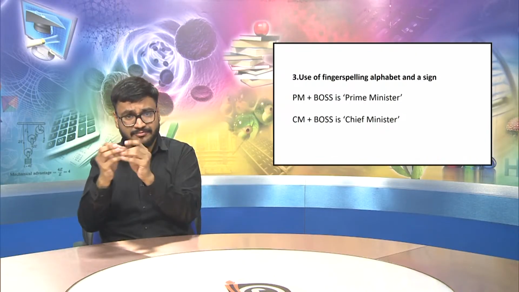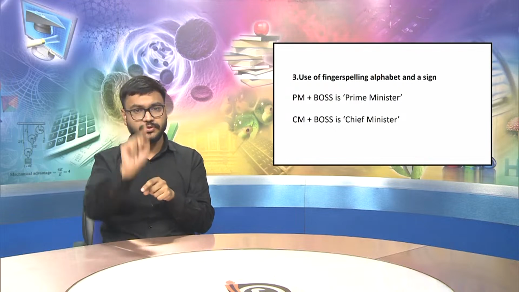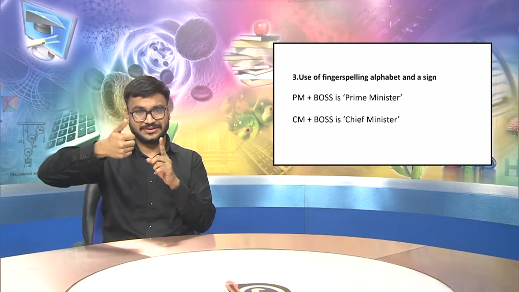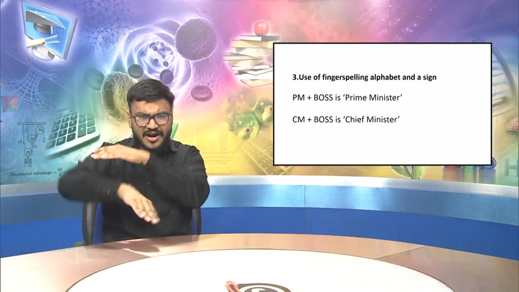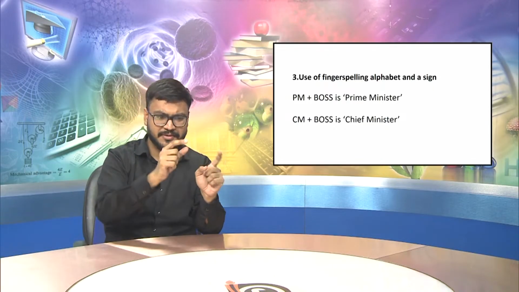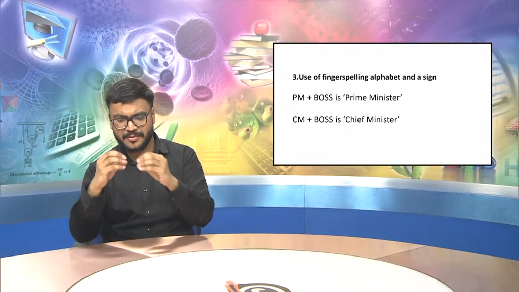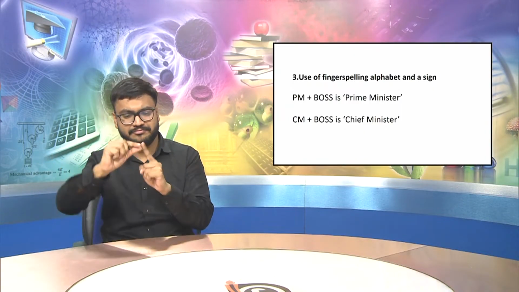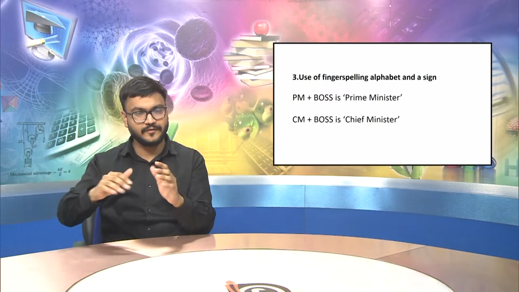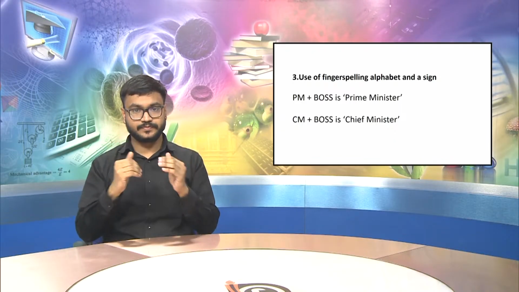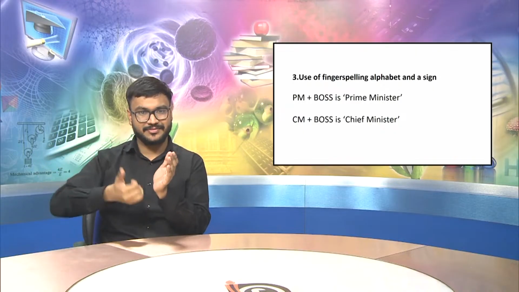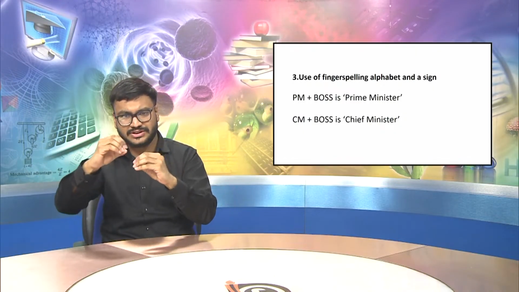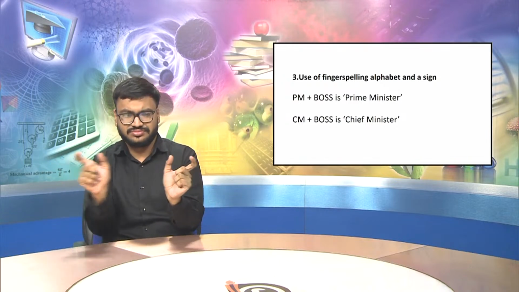Third, use of the finger spelling alphabet and a sign. For example, we can see PM. Along with it we have to do the sign of boss. So we get the new meaning and the new word, which is Prime Minister. Same as CM plus boss, we get the new word along with the meaning, which is Chief Minister.